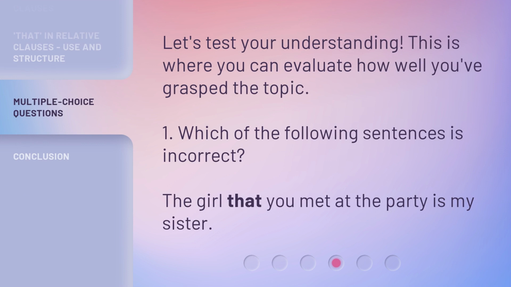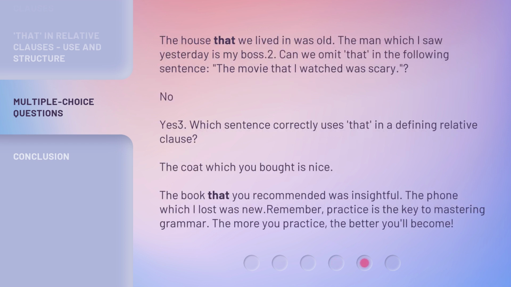Let's test your understanding. This is where you can evaluate how well you've grasped the topic. 1. Which of the following sentences is incorrect? The girl that you met at the party is my sister. The house that we lived in was old. The man which I saw yesterday is my boss.